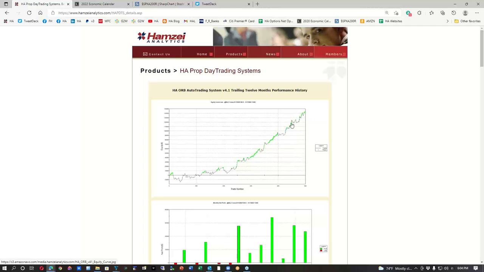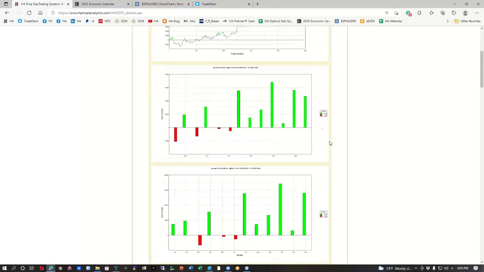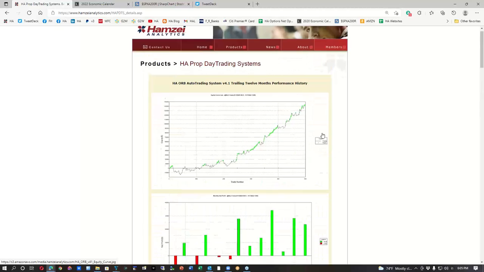It's here, and this is the results. This is a 10X project, by the way. The 14,000 you put in here was 143,000 in 1 year. A lot of hedge funds are looking at what we're doing. This is incredible software. It's called ORB, opening range bound breakout. And the chat room is packed. That's the only chat room we have.